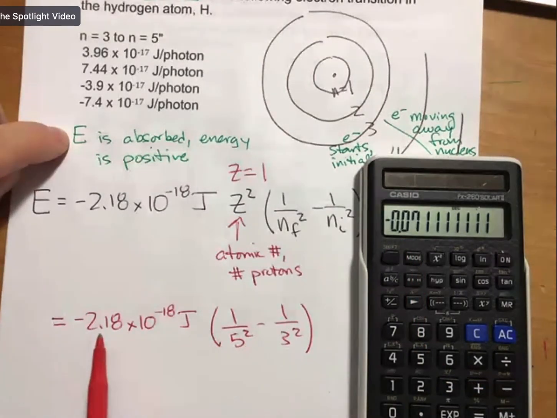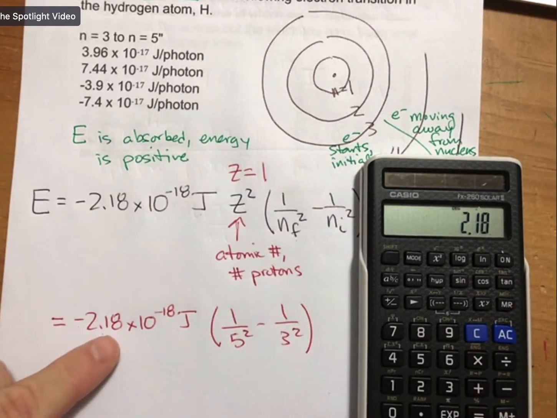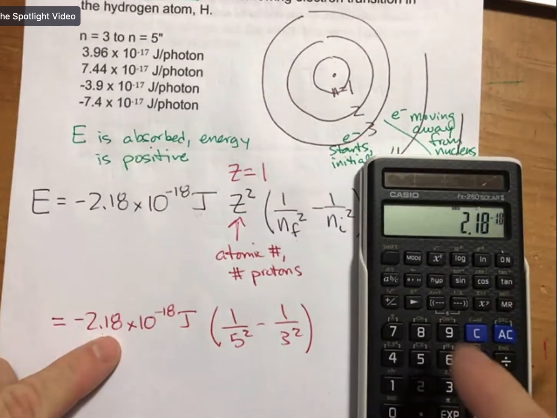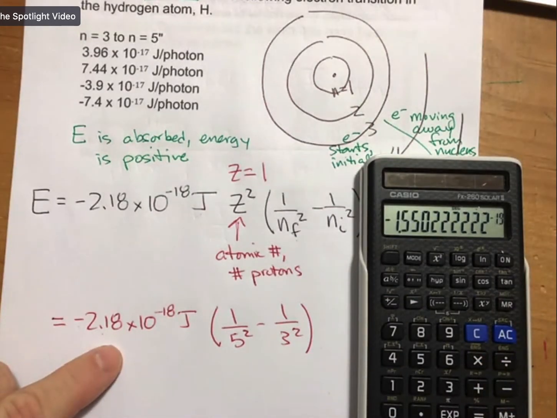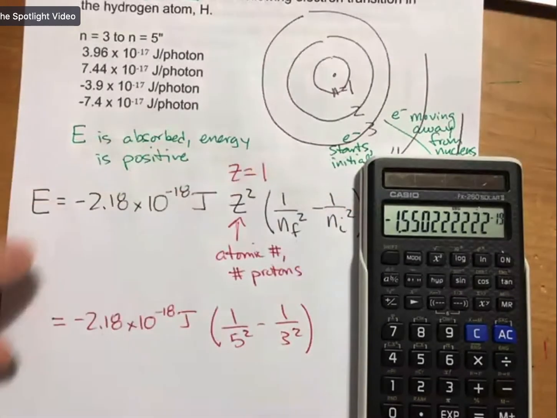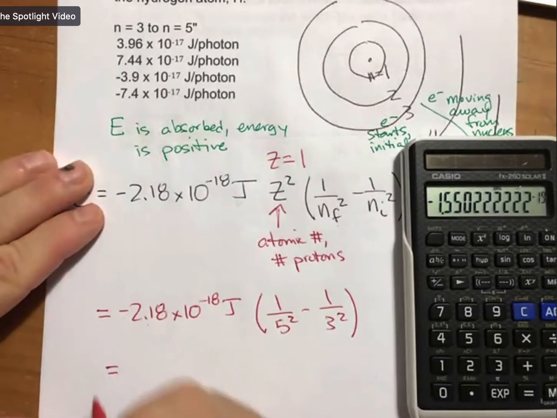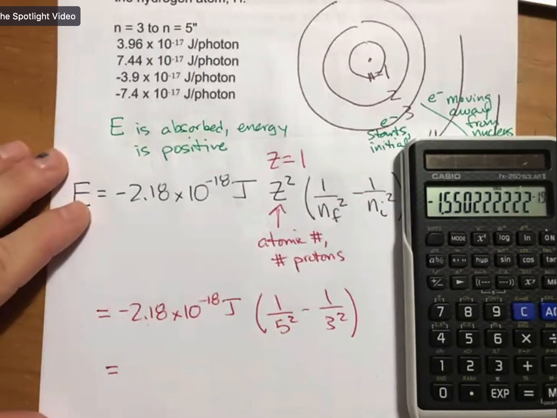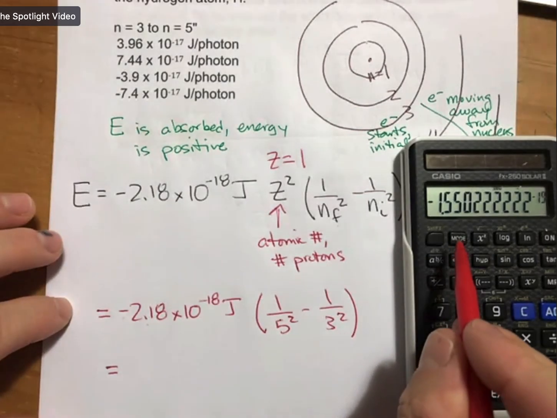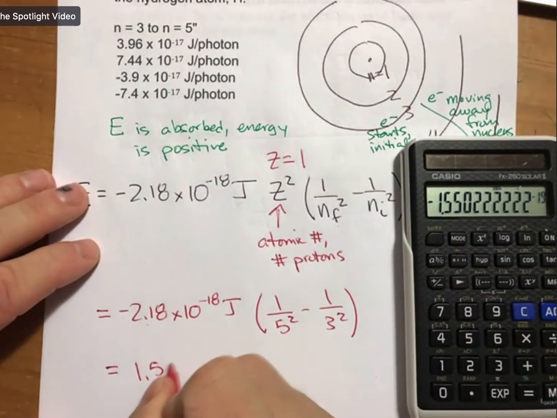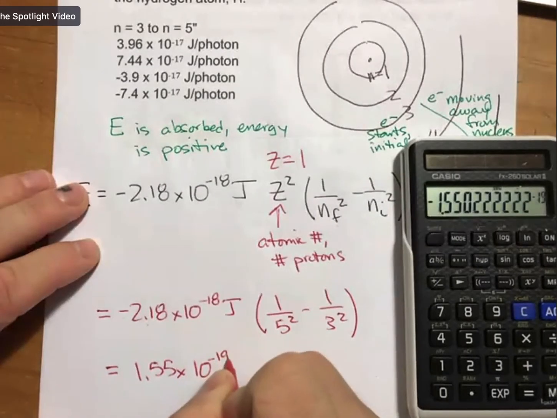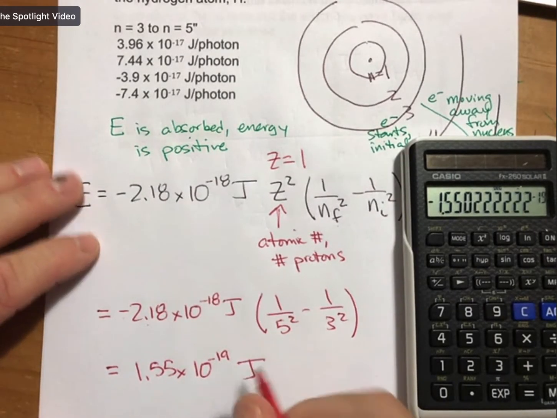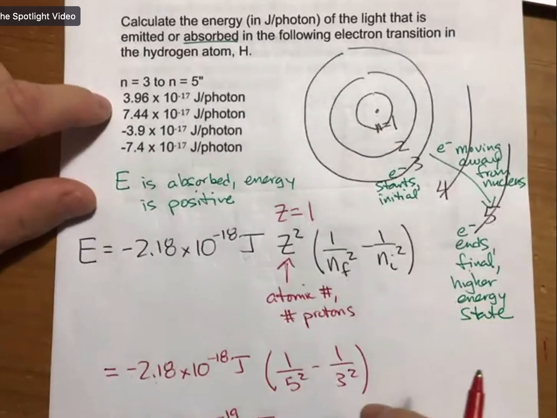Now I can multiply it times my 2.18 times 10 to the minus 18. I forgot to put in my minus sign, so it's going to come out negative, but I know that my answer has to be positive. And my answer here, well, let's see here. So I've got 1.55 times 10 to the minus 19 joules. And that does not appear to be any of my choices.